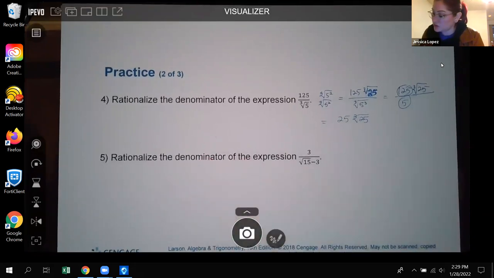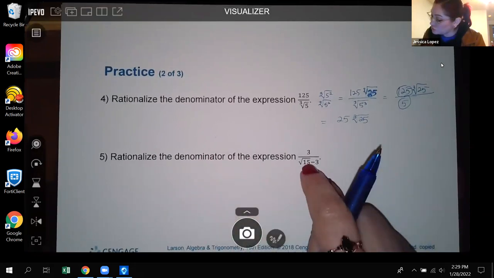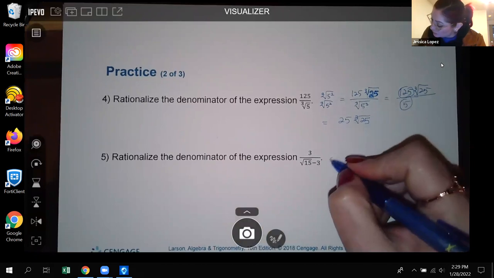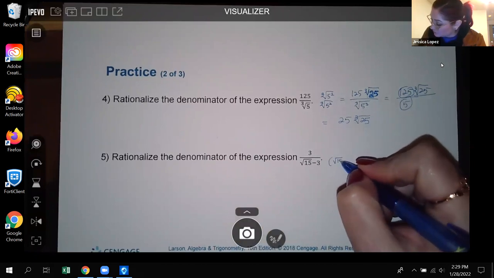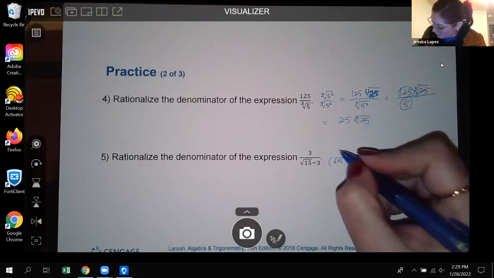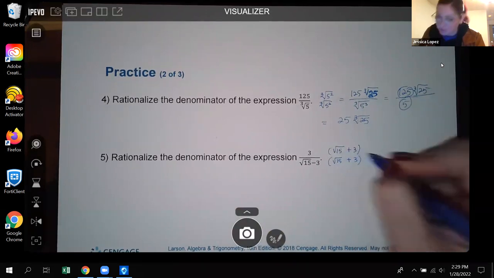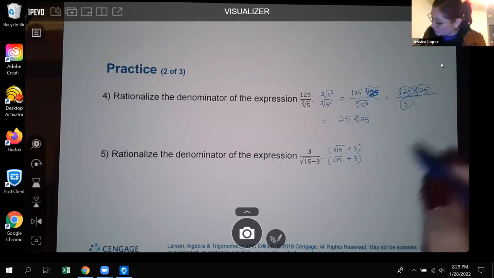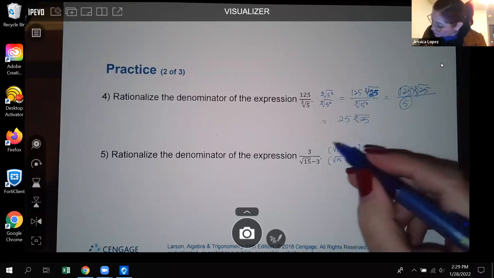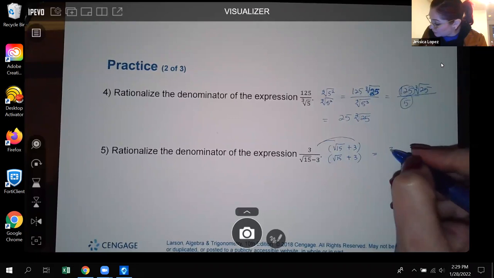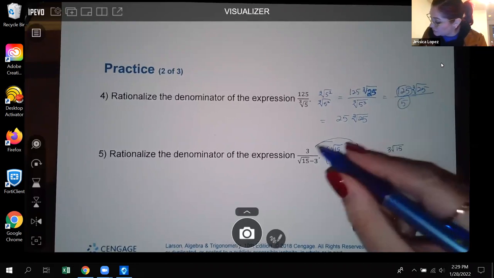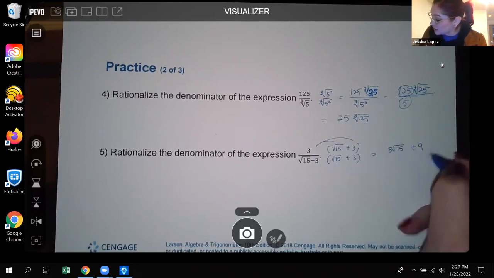Now, here it wants me to rationalize the denominator. There are two terms there, so I do have to multiply by the conjugate, which is just a plus. But what I do to the bottom, I must do to the top to keep the fraction proportionate. So in the top, I'm going to distribute this 3. I get 3 square root of 15 and 3 times 3, which is 9.